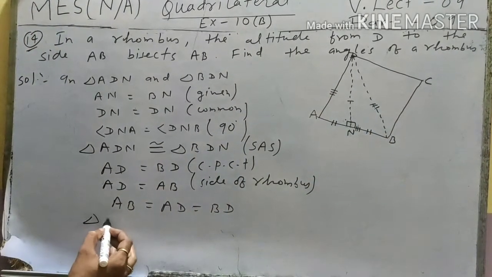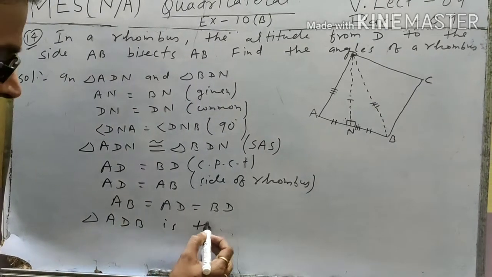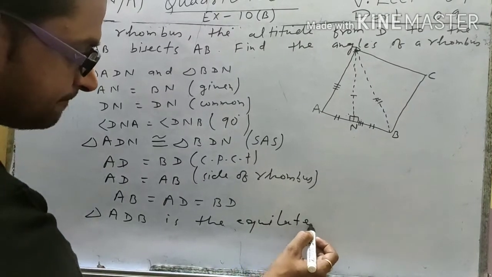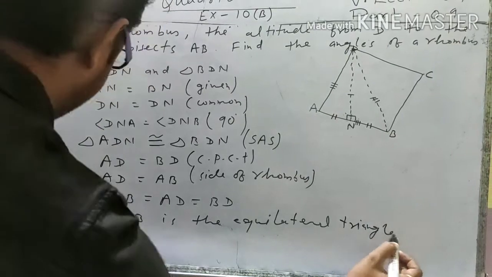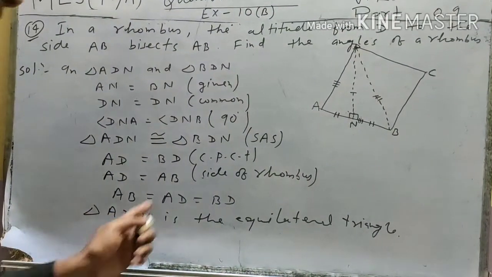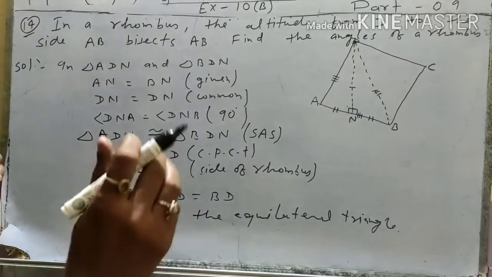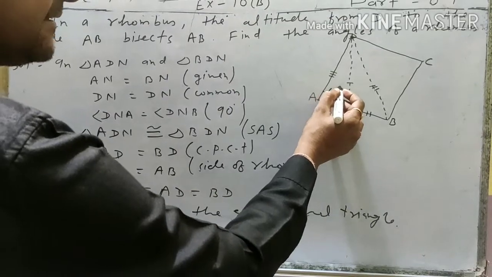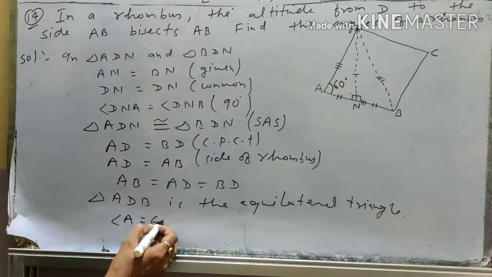So triangle ADB is the equilateral triangle. We know that the angle of equilateral triangle is 60 degree. This angle is 60 degree. So angle A is equal to 60 degree.